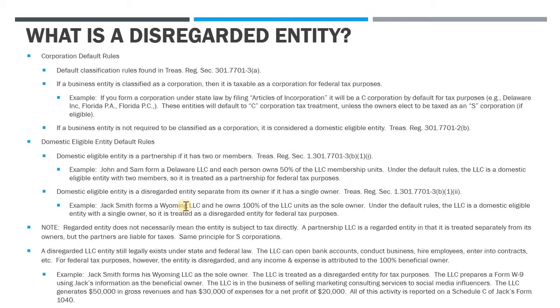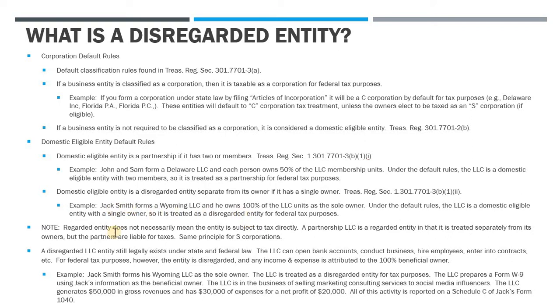Okay. Now, the disregarded entity example, we have Jack here, forms a Wyoming LLC and he owns 100%. Now, under the default rules, in this Treasury Reg section here, the LLC is a domestic eligible entity, right? So it's not a corp, and it has a single owner, so it's going to be treated as a disregarded entity for federal tax purposes.